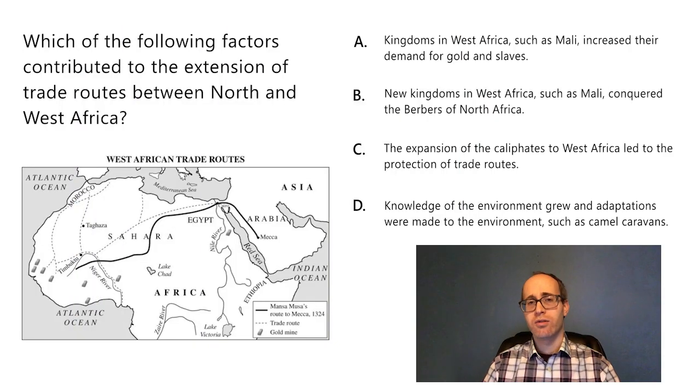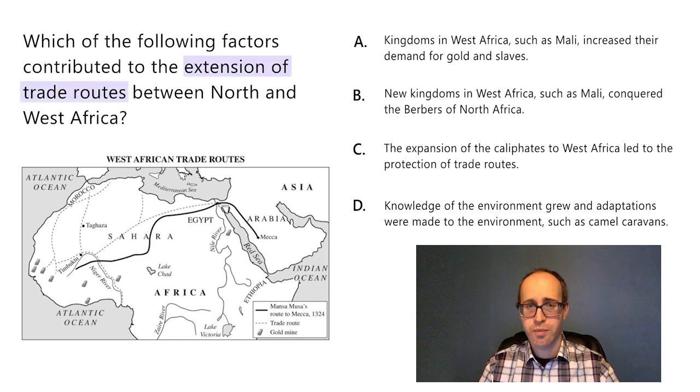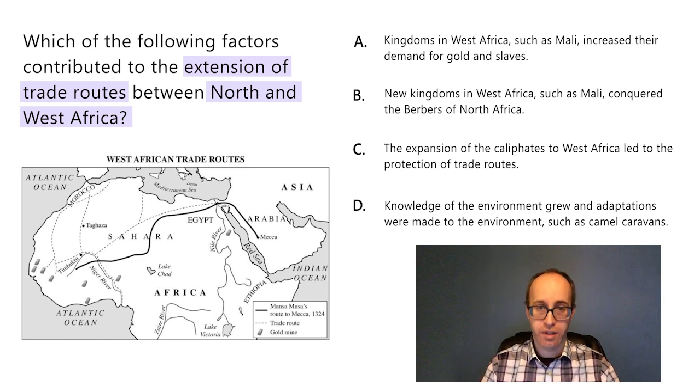The question asked you to identify a factor that extended trade routes between North Africa and West Africa. And this question shows how the AP World History exam is written quite carefully and quite cleverly. All of the answer choices were very tempting on this one, so you had to read carefully and not rush to disentangle the correct answer from the mass of incorrect ones.